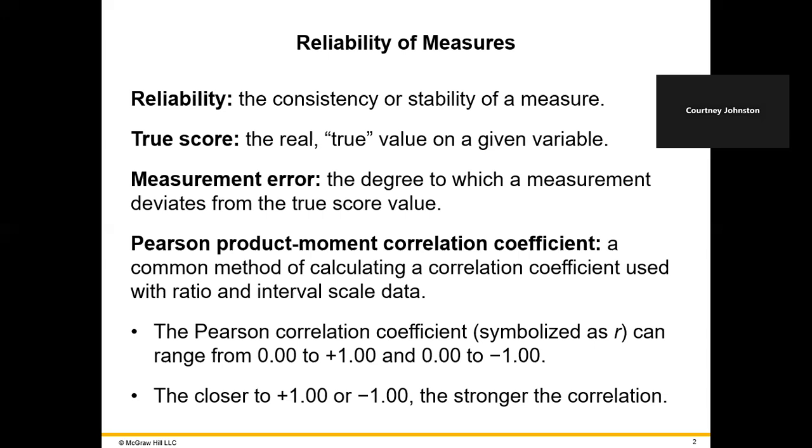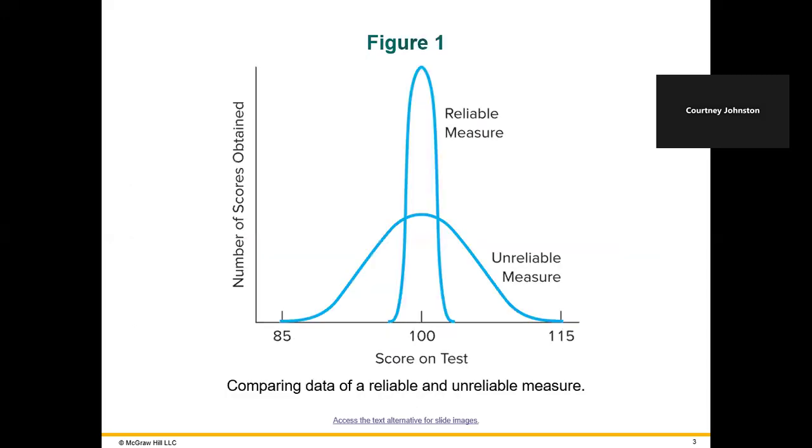And this Pearson, and you will, as you go through literature, you will see these Pearson correlation coefficients, and this is symbolized by r. And it can range from 0 to 1 and 0 to -1. And the closer to 1 or -1, the stronger the correlation between variables. So here we go. So with comparing data of a reliable and unreliable measure, a reliable measure, again, is going to be, you're going to get consistent results over time, whereas an unreliable, you're not necessarily getting those consistent results.